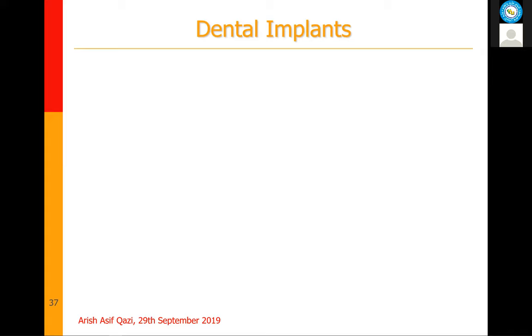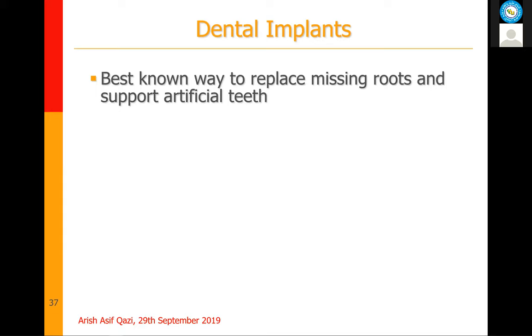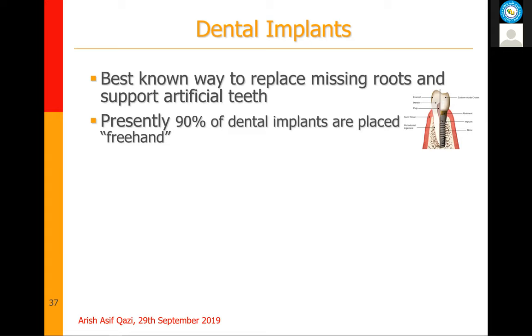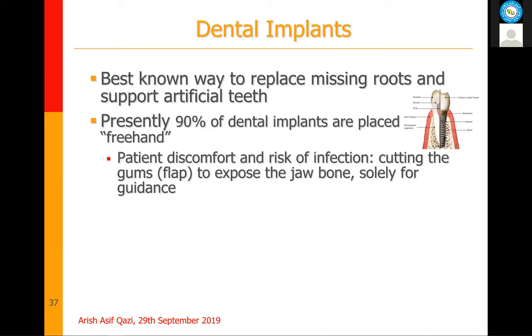Now, the system that I'm going to show is actually used for dental surgery, primarily for placing implants. So what are implants? For those of you who don't know, it's a known way to replace missing roots and support artificial teeth. So this is what an implant looks like. It's made of metal. Titanium is the most commonly used metal, and titanium fuses really well with the bone. And once the implant is placed, then an artificial tooth called a crown can be mounted on top of it. Presently, 90% of the implants are placed freehand, which means the dentist just goes and blindly drills into the bone. Now, this obviously could lead to patient discomfort and risk of infection. Other than that, you have to cut the gums to expose the jawbone.